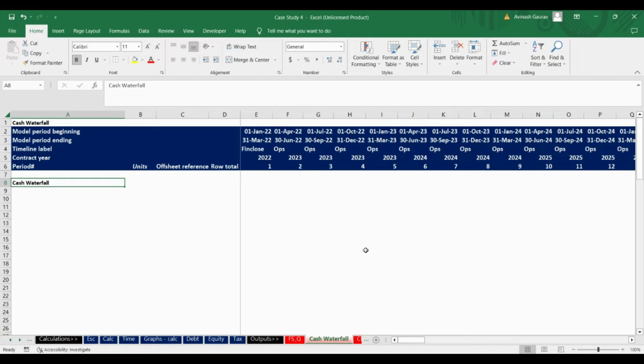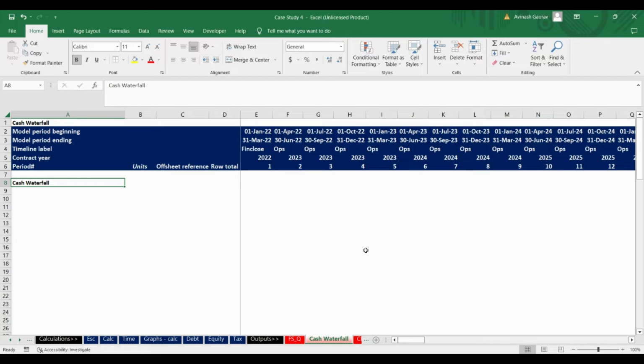Before we start, today the topic of discussion is cash waterfall. I would say this concept is an advanced modeling concept because it is required if you want to build a model for project finance, right? Now, first of all, let's try to understand what this cash waterfall is.